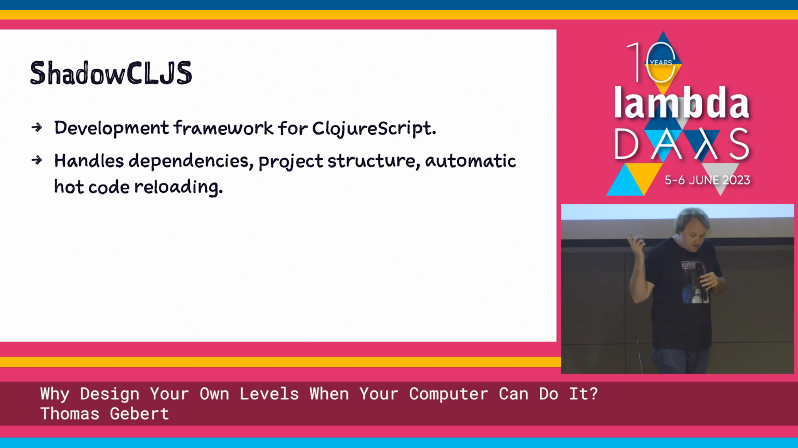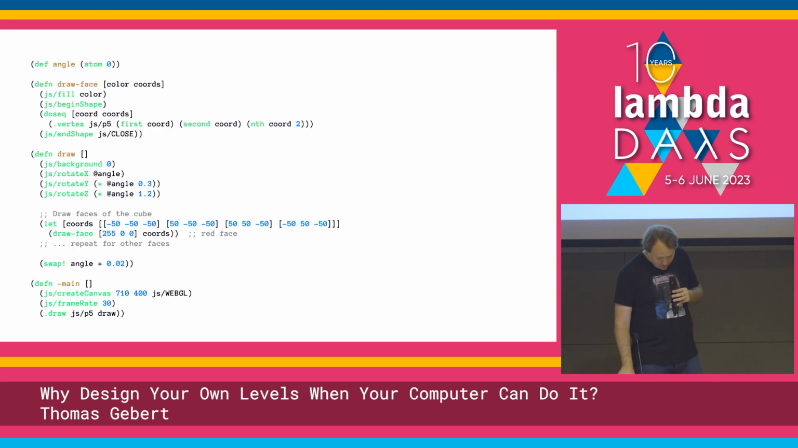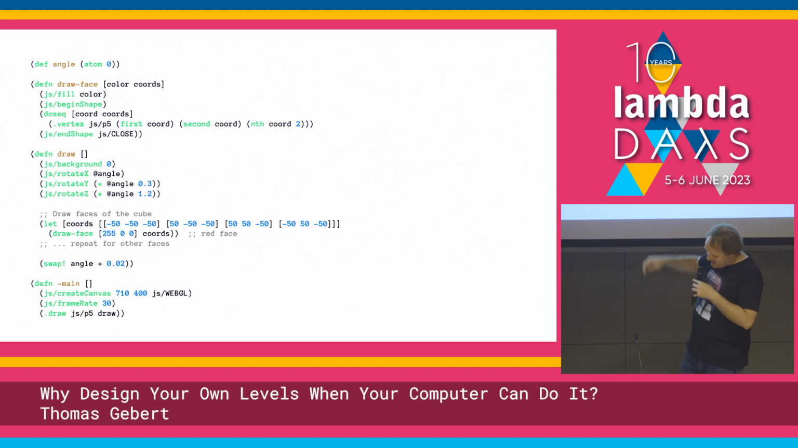It handles a lot of dependencies in the project structure, and the thing I cared about was automatic hot code reloading. So I can just change something and it will automatically update in the browser, and that's nice. And it does a pretty good job making it easy to call vanilla JavaScript libraries if you want to. So this is a raw port of the P5.js stuff to ClojureScript. And you can see it's basically the same.